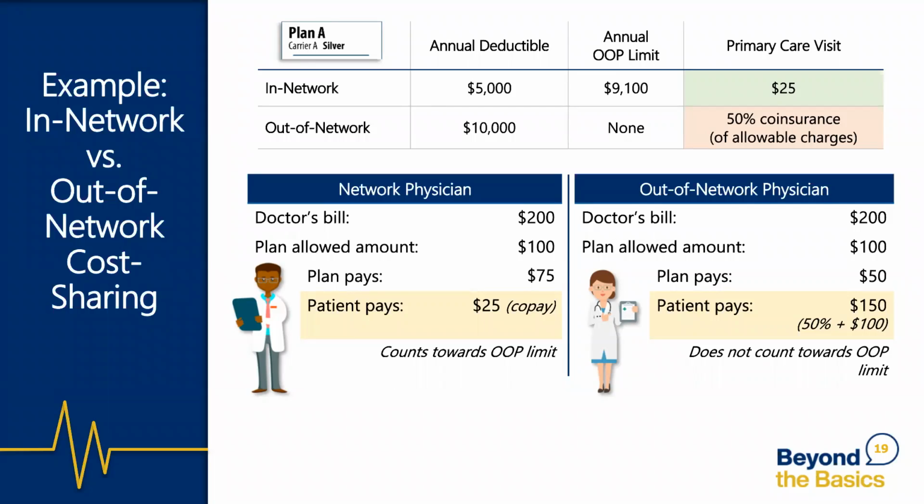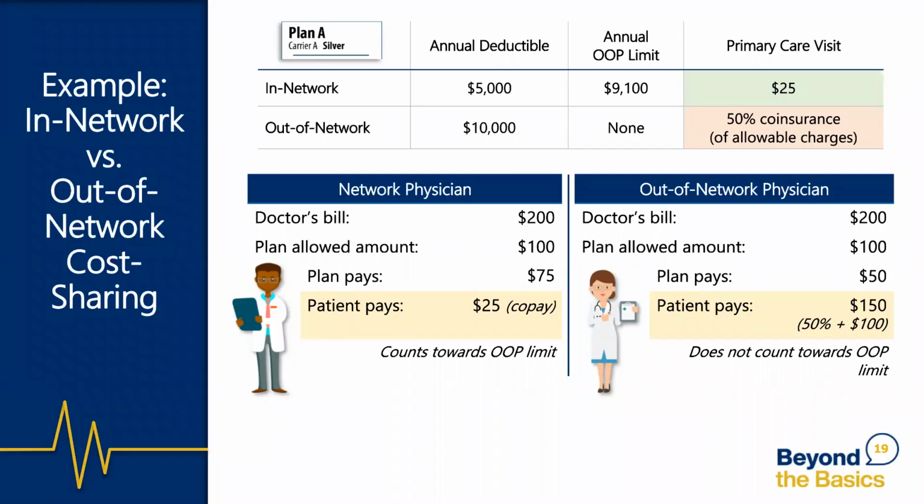So at the top of this slide, you can see the different cost sharing amounts for this plan A, a silver plan. The annual deductible for in-network care is $5,000 in this plan, and the annual deductible for out-of-network care is a separate amount. It's $10,000 in this example. And likewise here, you have the annual out-of-pocket limit, which here's the maximum it could be, $9,100 for the year. And then there's no limit on out-of-network spending, which means the person could be, if they're getting out-of-network care, asked to spend unlimited amounts. And then the primary care visit for in-network care is $25 a visit.